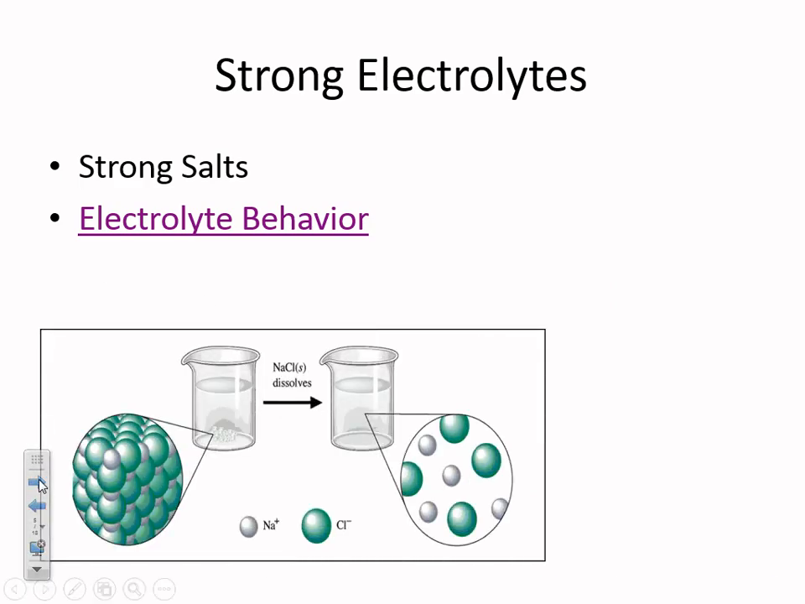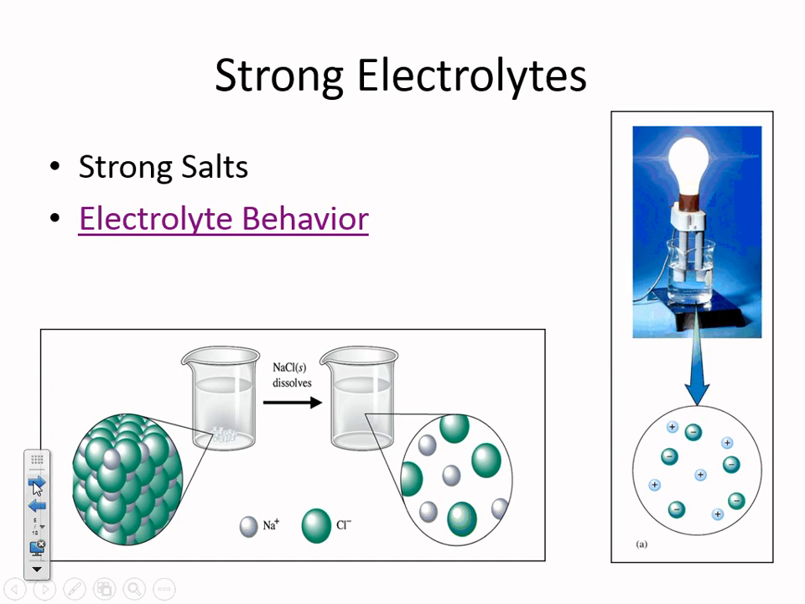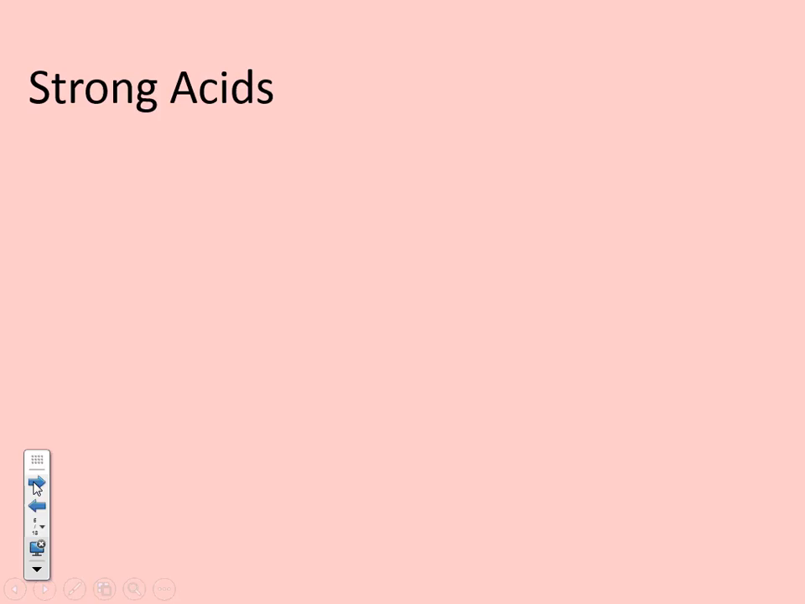So here's just an example of NaCl going into water. So you have all your ions. The ions carry the electric charge. So this would be a strong electrolyte. And you see a bright light.